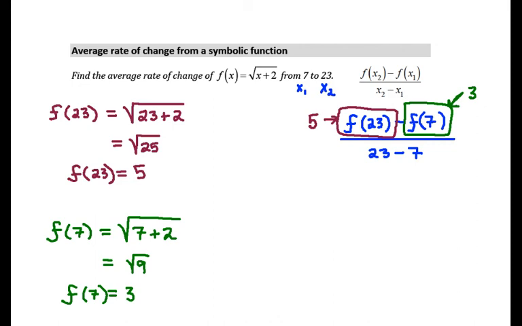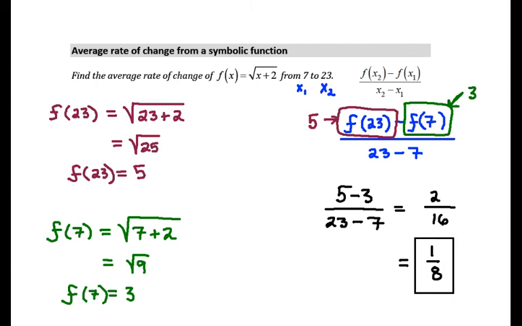Now if I rewrite this whole thing, it's simply 5 minus 3 divided by 23 minus 7. I'm ready now to just evaluate. 2 in the numerator, 16 in the denominator. It looks like this rate of change, this average rate of change is 1/8.